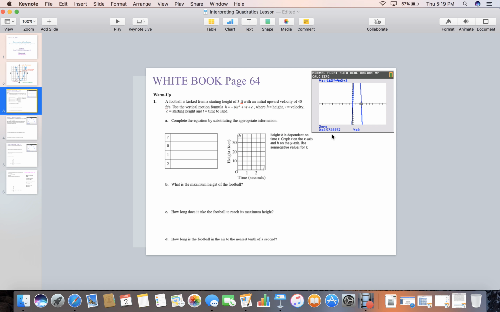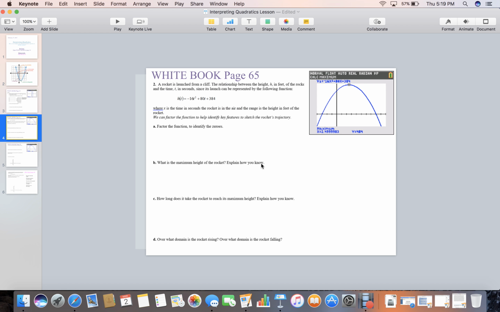I will then move on to the second problem, which deals with a rocket being launched off a cliff. I will read the problem and inform the students that the graph will be exactly the same in respect to time and height. The first part of the question is directly from previous lessons, so the students will be able to plug the equation in, look at the graph, and factor the zeros. Then we'll move on to the next part, and I'll ask the students to look at the graph in their calculator and ask them to tell me where the maximum is.